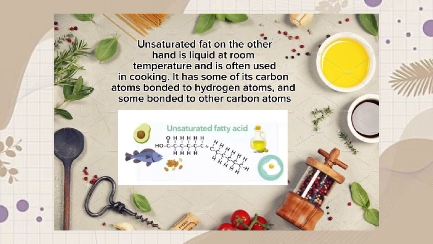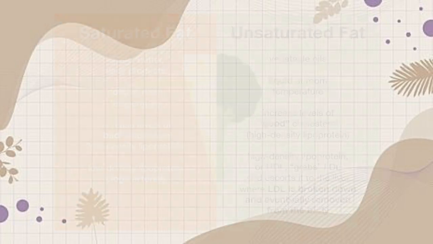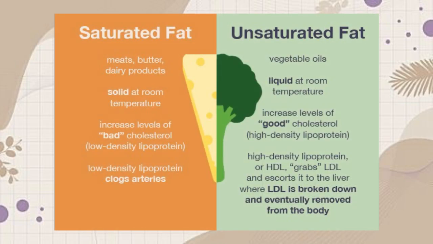Unsaturated fat, on the other hand, is liquid at room temperature and is often used in cooking. It has some of its carbon atoms bonded to hydrogen atoms and some bonded to other carbon atoms. These are the differences between saturated and unsaturated fat.